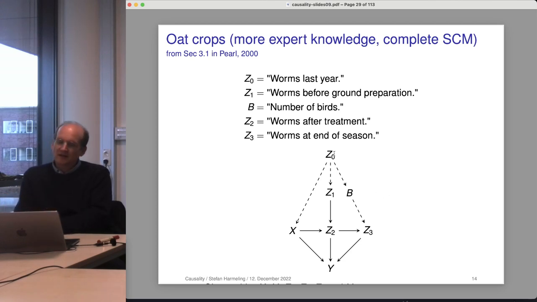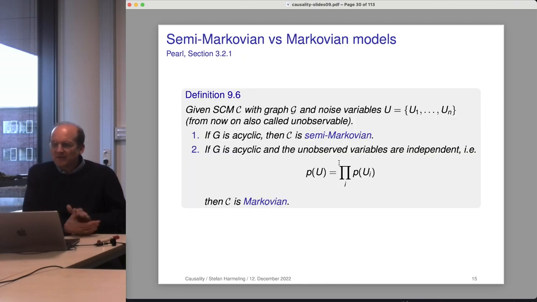Notice also here that the unobserved variables so far in our structural causal models were these noise variables. They were unobserved, but they were also assumed to be independent of each other. However, in this case, they are dependent on each other, right? So the Z0 and the B are dependent on each other. So it's a bit more complicated. And for that, we have some new words, words from Pearl.